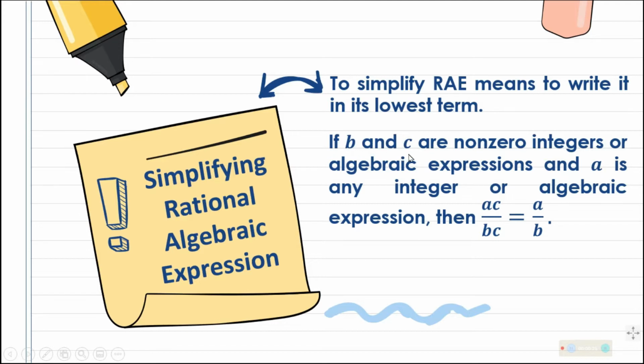So if B and C are non-zero integers or algebraic expressions and A is any integer or algebraic expression, then AC all over BC is equal to A over B. From the definition itself, B and C daw are non-zero integers. Bakit? Because ang B and C natin ang ating denominator, and kapag naging 0 ang denominator, again, ang RAE ay magiging undefined. And as you can see dito sa symbol natin, from AC all over BC, naging A over B. So, paano kaya natin yon gagawin?